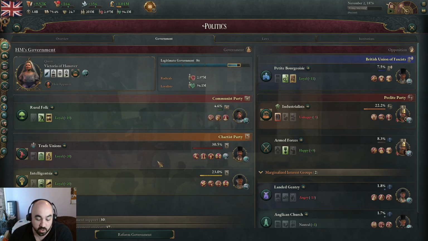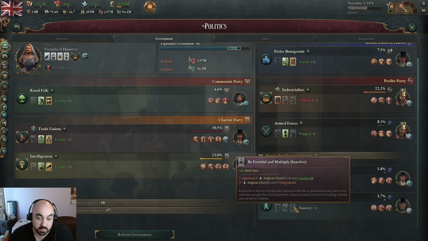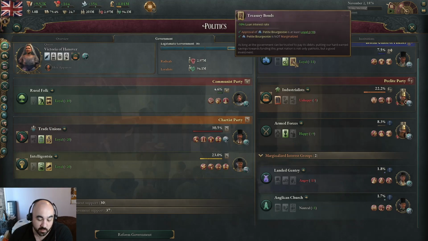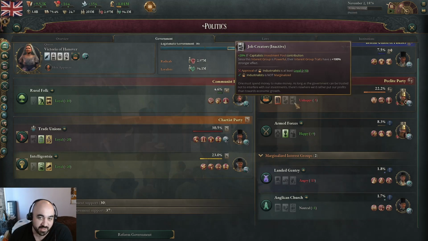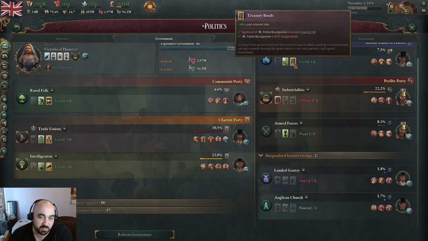Rural folk I have third for practically speaking because the infrastructure bonus is very strong. It is annoying when you lose it. Church I have in 4th, because their bonuses are really good. This birth rate and authority, both fantastic. Petite Bourgeoisie we have in 5th, theoretically speaking, because the deficit spending strategy is a strong one. Industrialists we have in 6th. The increased capitalist investment pool contribution is pretty big. Maybe the Industrialists deserve a little bit more love. I think that the Petite Bourgeoisie kind of edged them out, but you can make an argument either way.